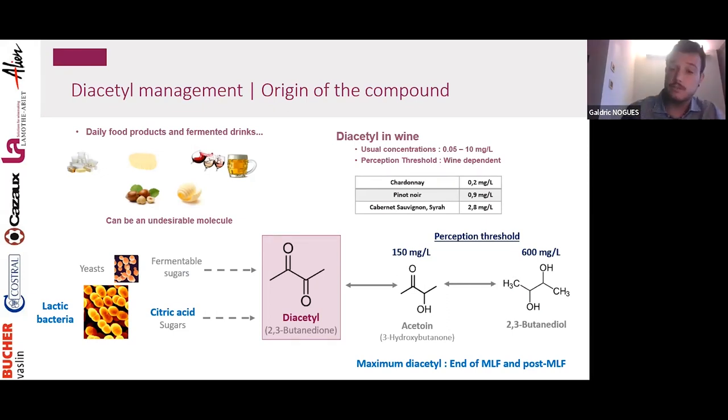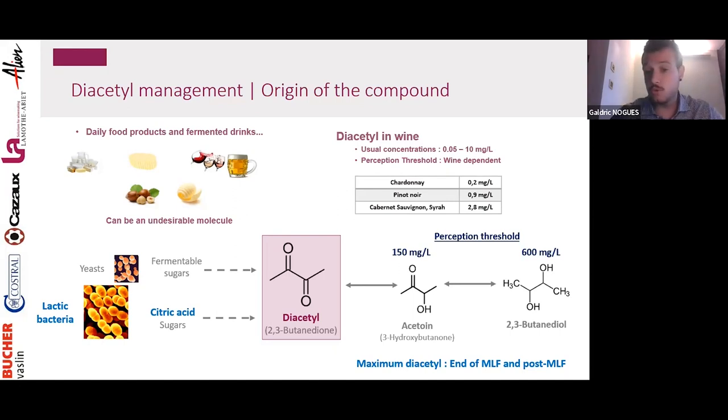And in total absence of SO2, they will transform this diacetyl into acetoin, this acetoin into butanediol, and then the way back, so butanediol to acetoin, acetoin to diacetyl, etc. So it changes form. But most of the time, when you use sulfite, you stop the reaction and you keep the diacetyl that you have.